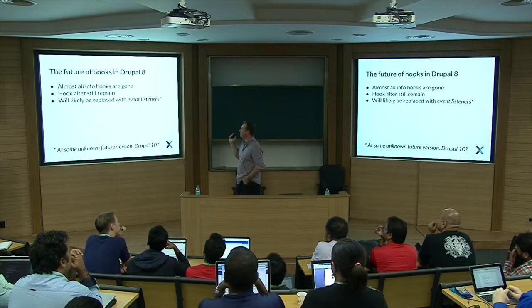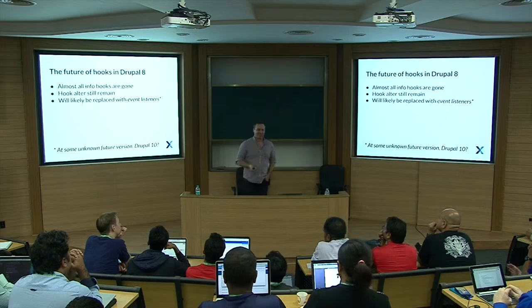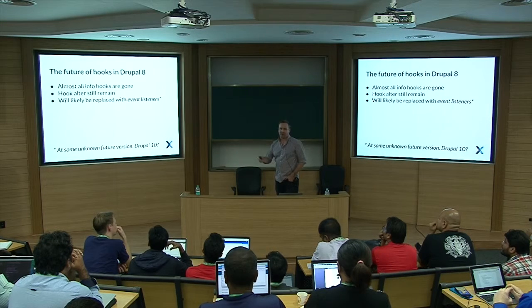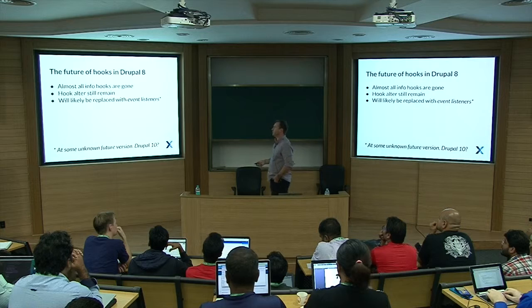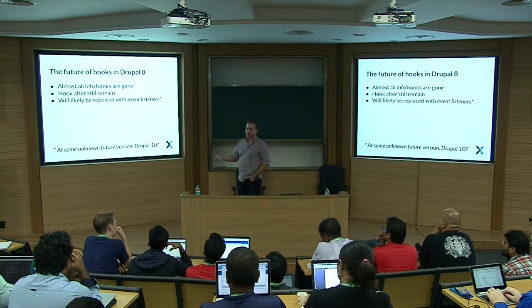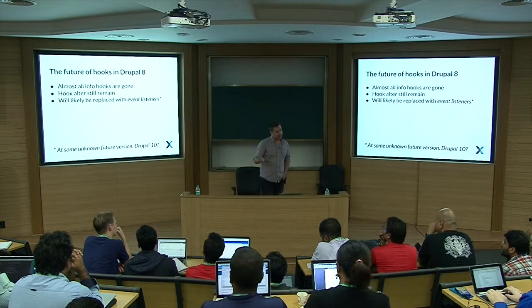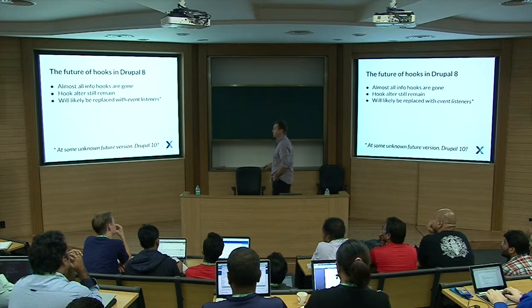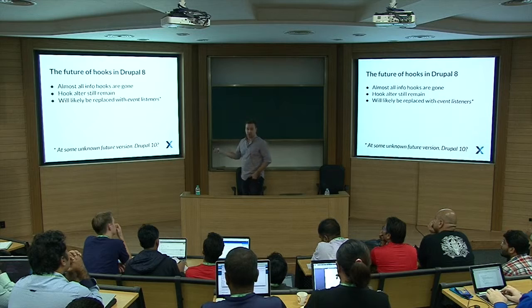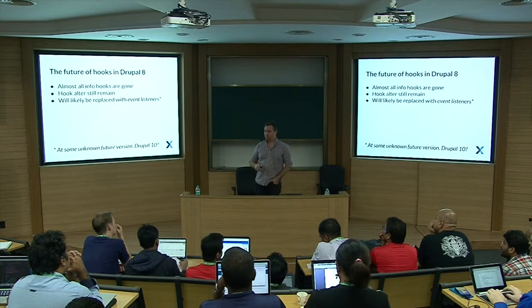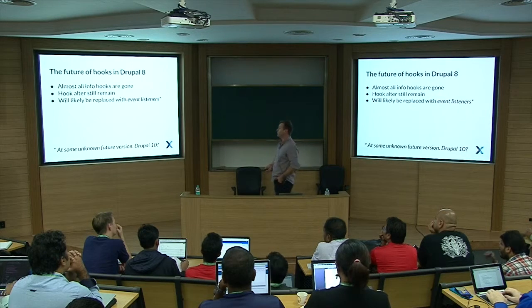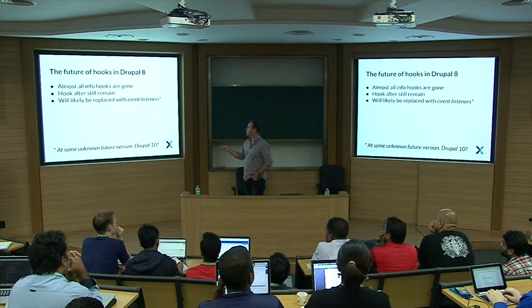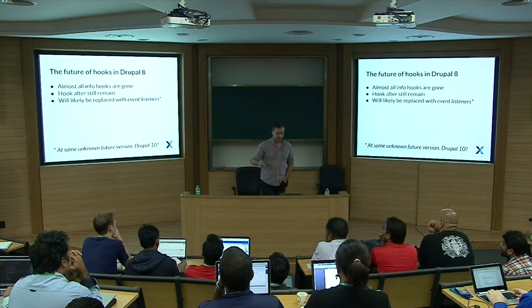So, actually, I had to ask Larry about this before I put this slide up. But basically, there is a big move away from hooks in general in Drupal 8. Almost all of the info hooks are gone. We replace those with other mechanisms, either YAML files or annotations, those kinds of things. All the alter hooks are still there, most of them. Actually, I think there's a few more than there were before. But there's a trend to move them and replace them with event listeners, which I'll go into later in the talk.